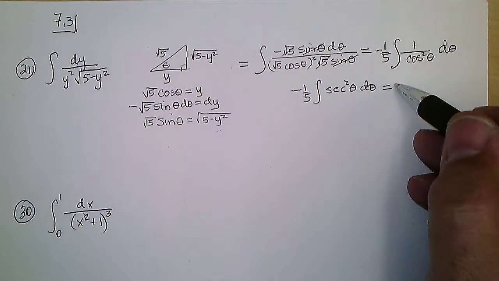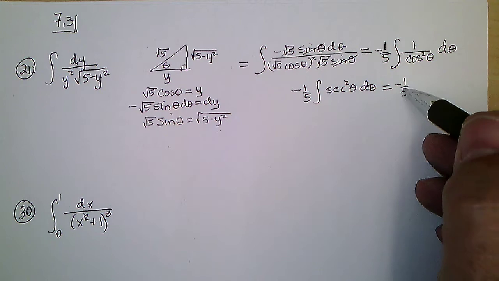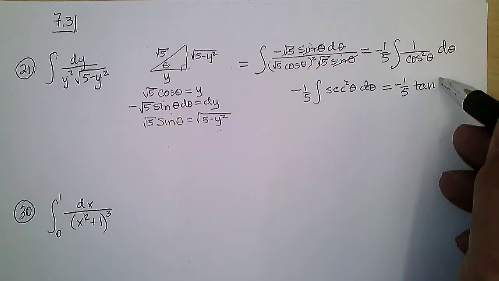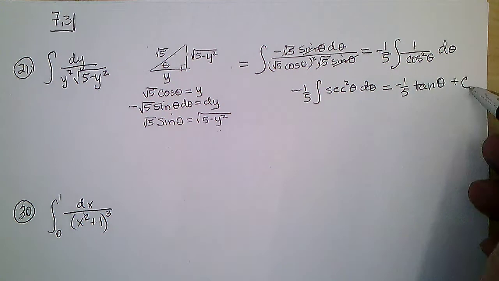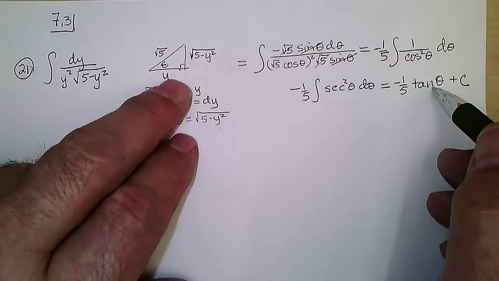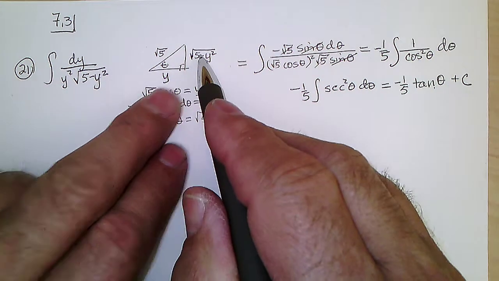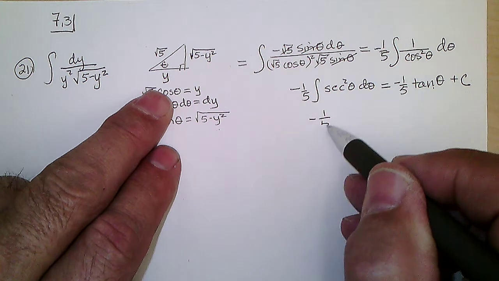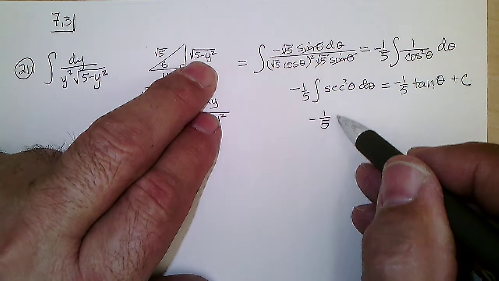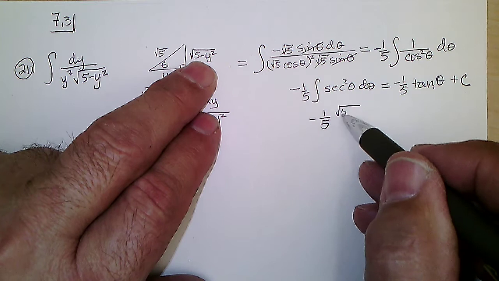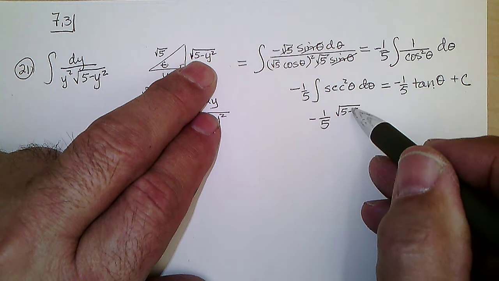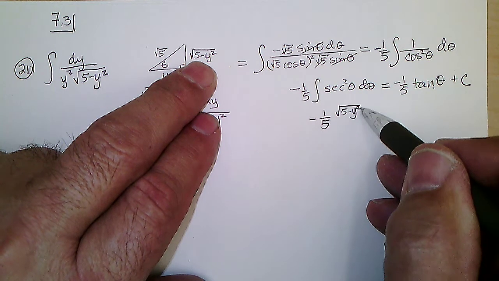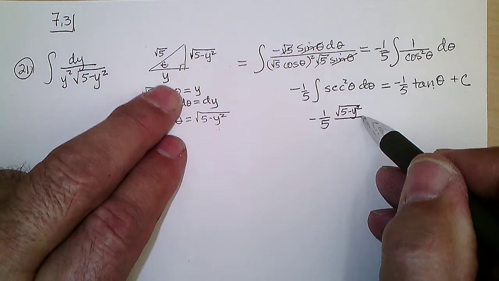Antiderivative of that is tangent theta. And tangent theta, according to my triangle, would be opposite over adjacent. So this is minus 1 over the square root of 5, opposite, the square root of 5 minus y squared, over the adjacent y.